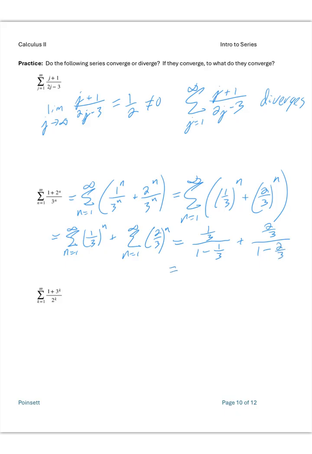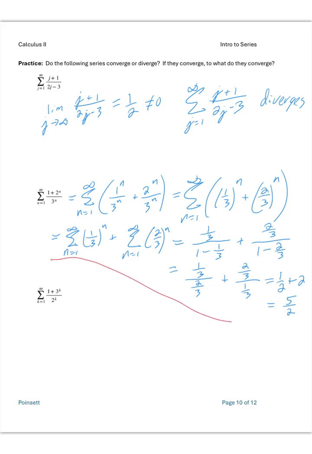This is now equal to (1/3) over (2/3) plus (2/3) over (1/3). And 1/3 divided by 2/3 is a half, plus 2/3 divided by 1/3 is 2. Hence, this series converges, and it converges to 5/2.